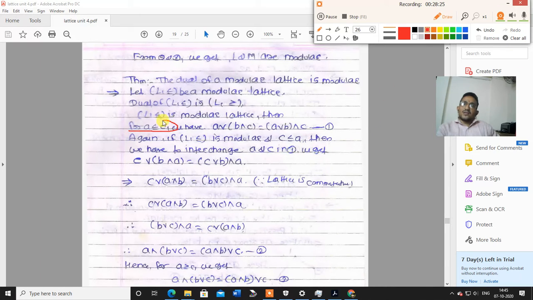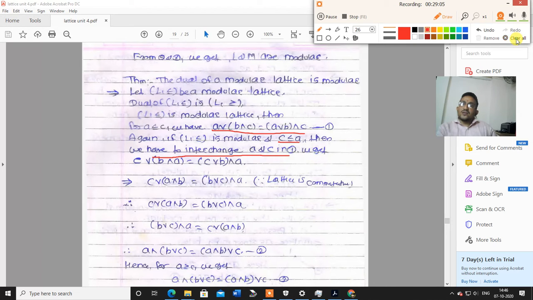Now what did we do? We took A is related to C, and here L is our modular lattice, so it satisfies the modular law. Now again we take L as a modular lattice and we change the relation to C is related to A. So here in equation 1, C and A can be interchanged with each other. That means if we take C is related to A, then from equation 1 we can interchange A and C.